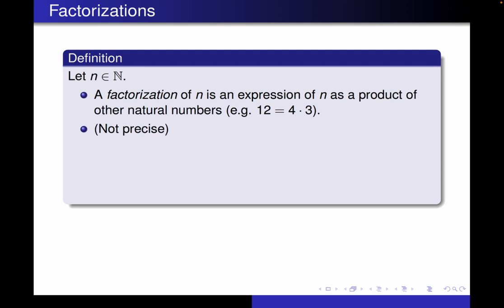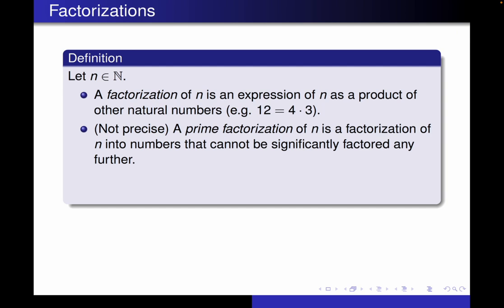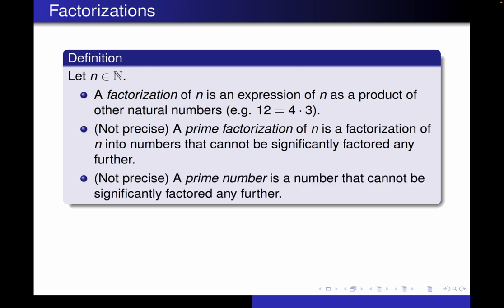So here's a not precise definition coming up. A prime factorization of n is a factorization of n into numbers that cannot be significantly factored any further. And of course, when I say cannot be significantly factored any further, that is not a very precise statement. That's the part we're going to have to hone in on and try to make a little more clear. And for another not precise definition, a prime number is a number that itself cannot be significantly factored any further. And again, we have to say what significantly factored any further means.